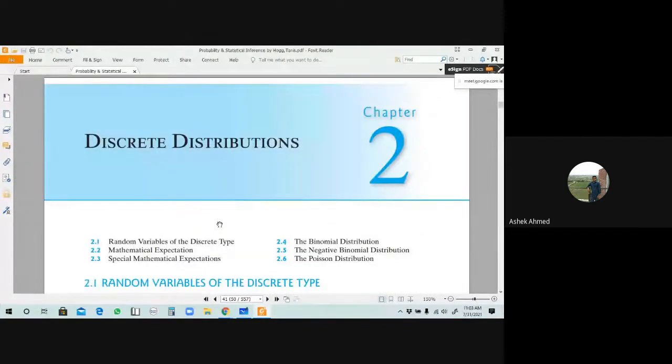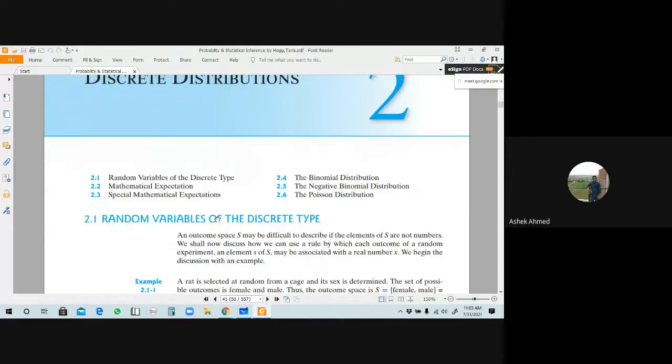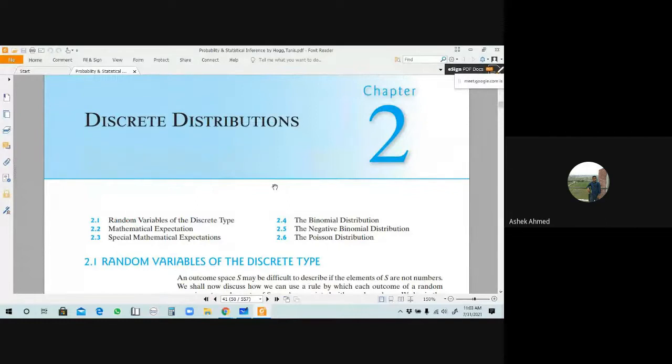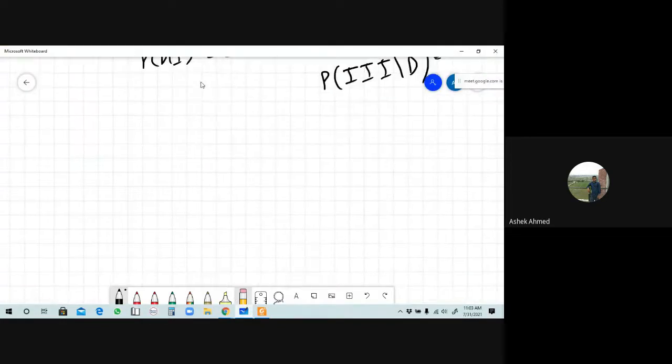Okay, today we will discuss the next topic. This is random variables of discrete type. Random variable. Can you say about random variable? First of all, tell me what do you mean by variable here?